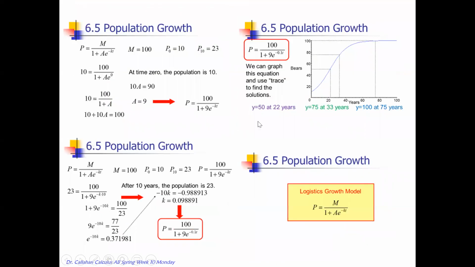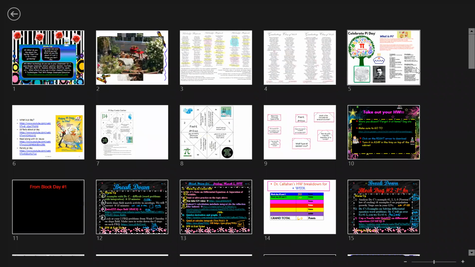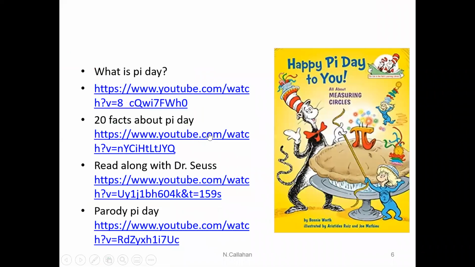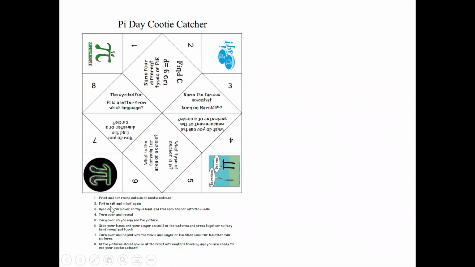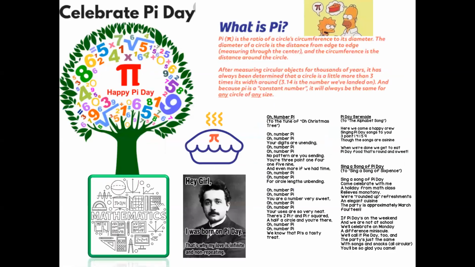Now, I told you guys as before that we're also celebrating Pi Day. So in Pi Day fashion, here's some statistics about pi. Pi is a ratio of the circle's circumference to its diameter. I even have a little song for you guys. And I have a little cootie catcher, which, if you're doing this at home, is kind of hard for you to cut out. But just Google and see if you're able to answer these questions from the cootie catcher itself. Like, name the famous scientist that was born on March 14th. Well, you probably know who that is because I have a picture of the person right there.